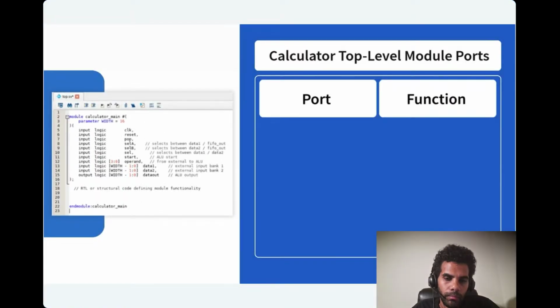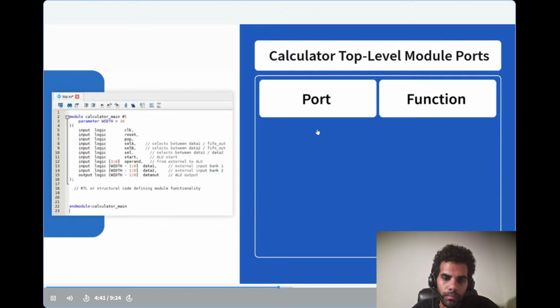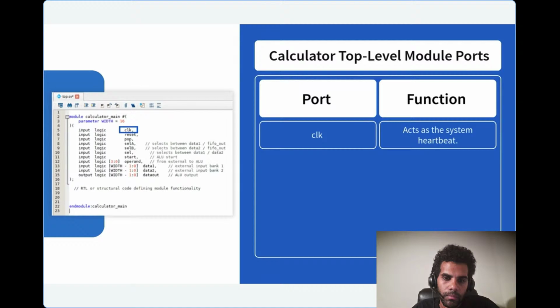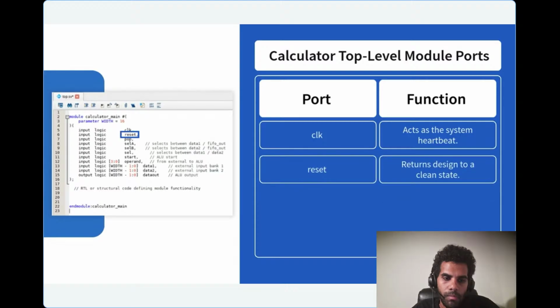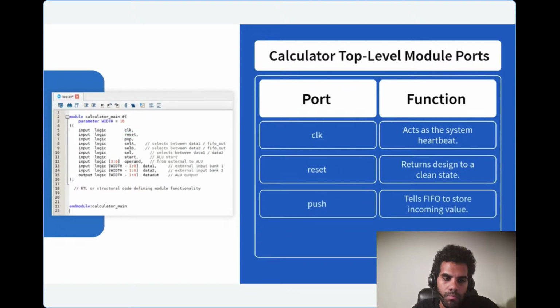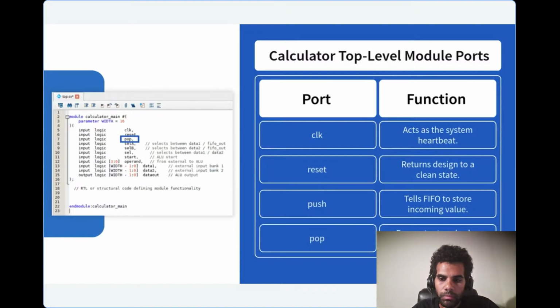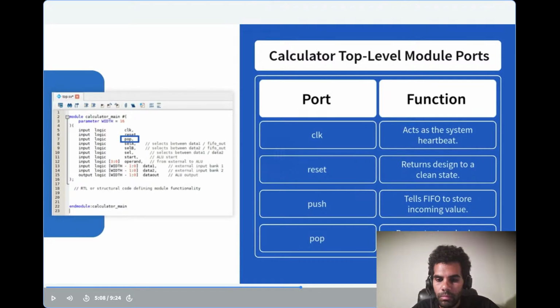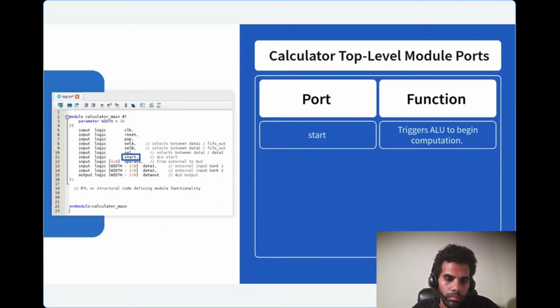So let us now walk through all the ports in our calculator top level module. So for our module, the first one is clock, the system's heartbeat. On each tick, data moves, operation begins, and results are produced. We have the reset, which returns the design to a clean state by clearing the FIFO. We have the push and pop signals. The push tells the FIFO to store the next incoming value, while the pop requests a stored value from the FIFO for ALU reuse. Then we have the start, which triggers the ALU to begin computation.